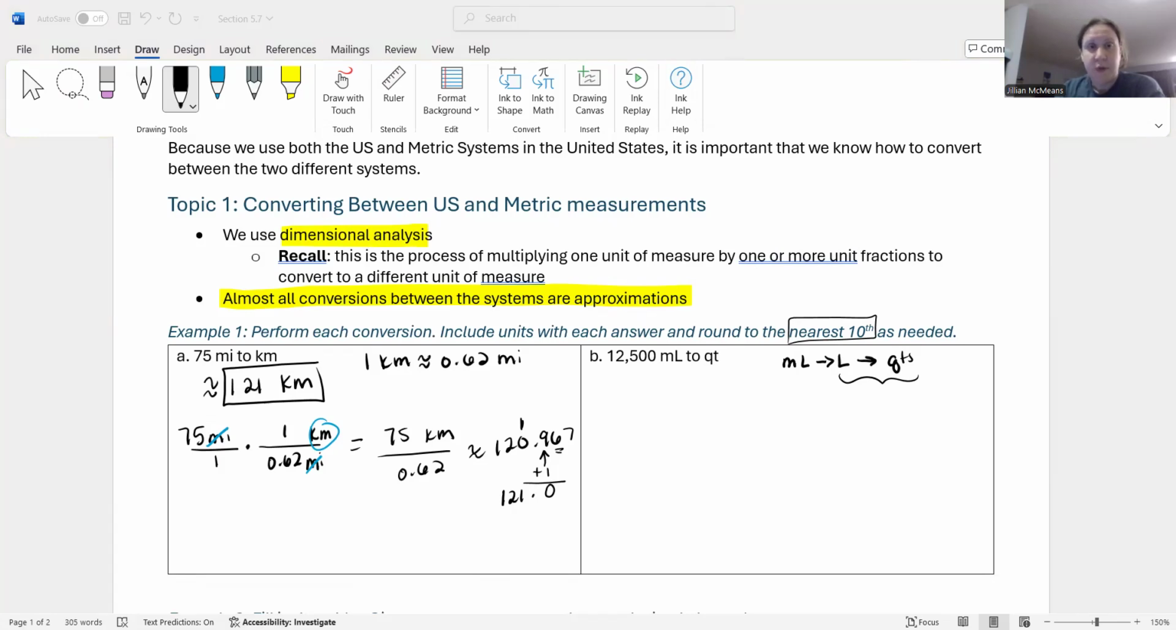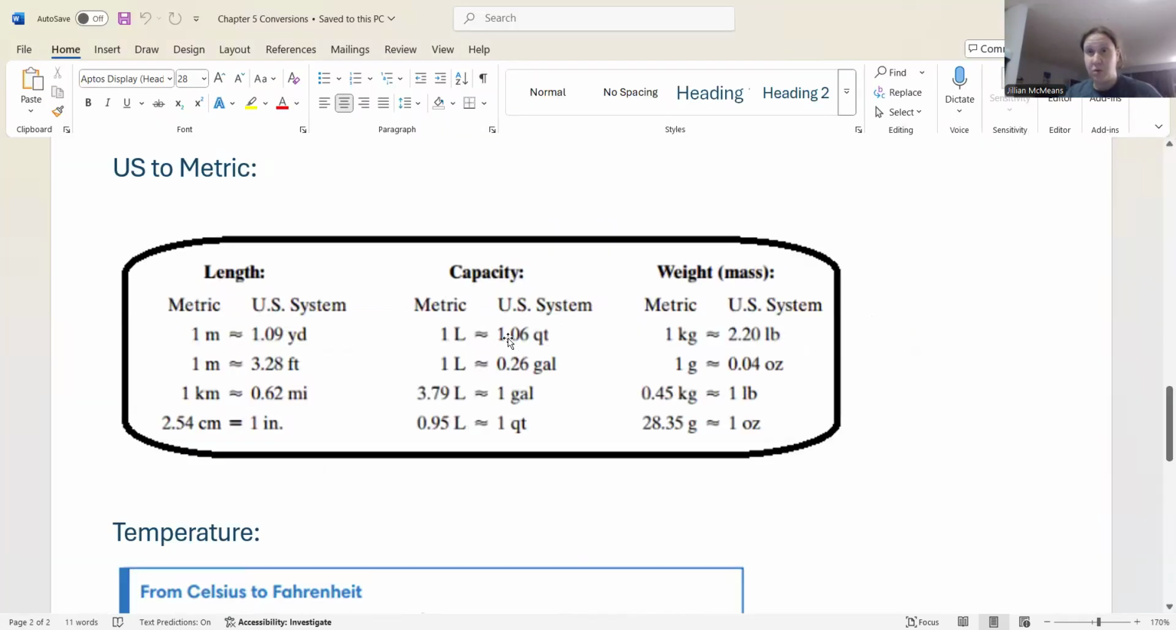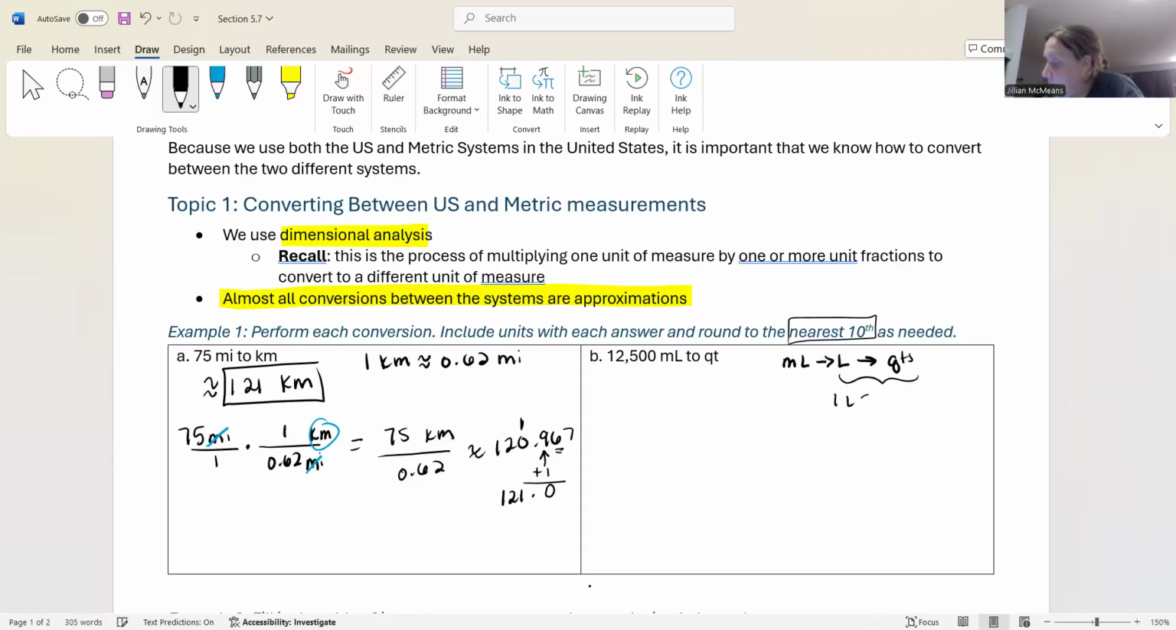We're tough. All right, so when we're dealing with liters and quarts, that's capacity or volume. So we're going to look at this US to metric portion, and we're going to go metric to US. I see here that there's approximately 1.06 quarts in 1 liter. So 1 liter is approximately 1.06 quarts. So let's write that down, and then we'll do some work. So we have that 1 liter is approximately 1.06 quarts.